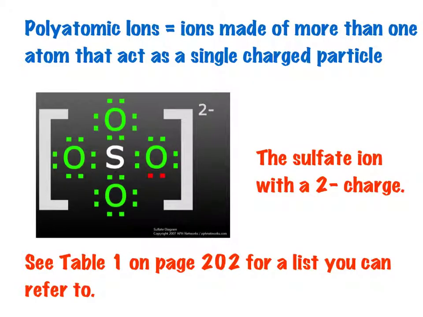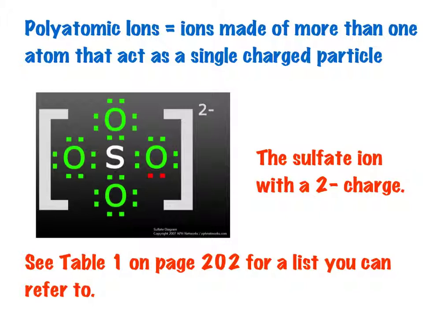Here's the definition for polyatomic ions, and I would like you to copy this into a note. Polyatomic ions are ions made of more than one atom that act as a single charged particle. So really what they are is a group of atoms that are covalently bonded together. There's usually a central atom with atoms arranged around it, and there are covalent bonds between the atoms. They stay together as a group.